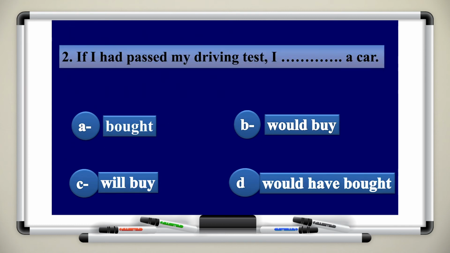If I had passed my driving test, what part of the if conditional is provided? We have the if clause. Let's analyze it. We have if, I had, and then we have the verb past. Had and past means obviously we're going to be using the third conditional where we add would have and the verb in the past participle. So what does this give us? Bought, would buy, will buy, or would have bought. What do you think? We're going to be using I would have bought.